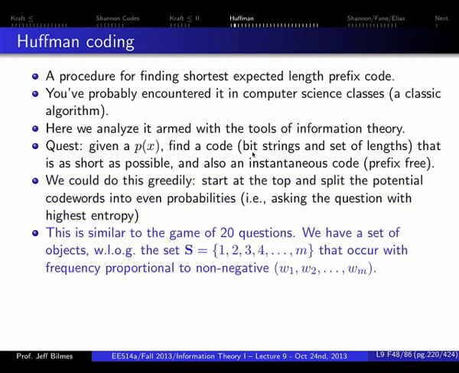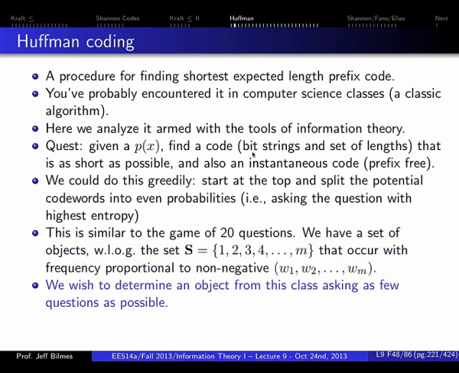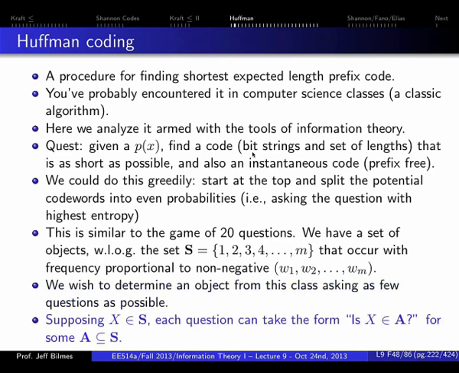So this is exactly identical to the game of 20 questions that we saw before. We have a set of objects. Let's say we have a set of M objects, without loss of generality, that occur with frequencies proportional to these non-negative weights, W1 through WM. And what we want to do is determine what object it is by asking as few questions as possible. The kind of questions we can ask are things like, for a given subset A of the objects, is X in A? So X is some random variable, and we're trying to determine what that random variable is.